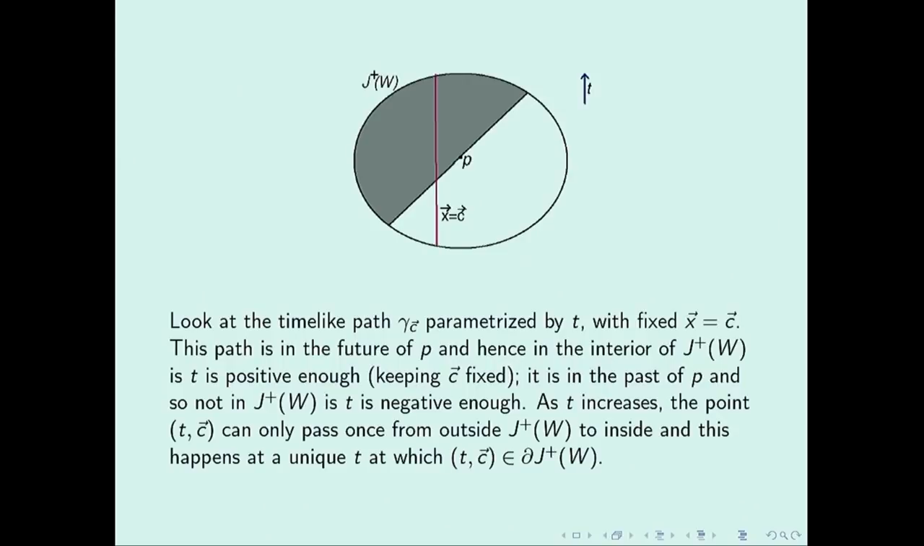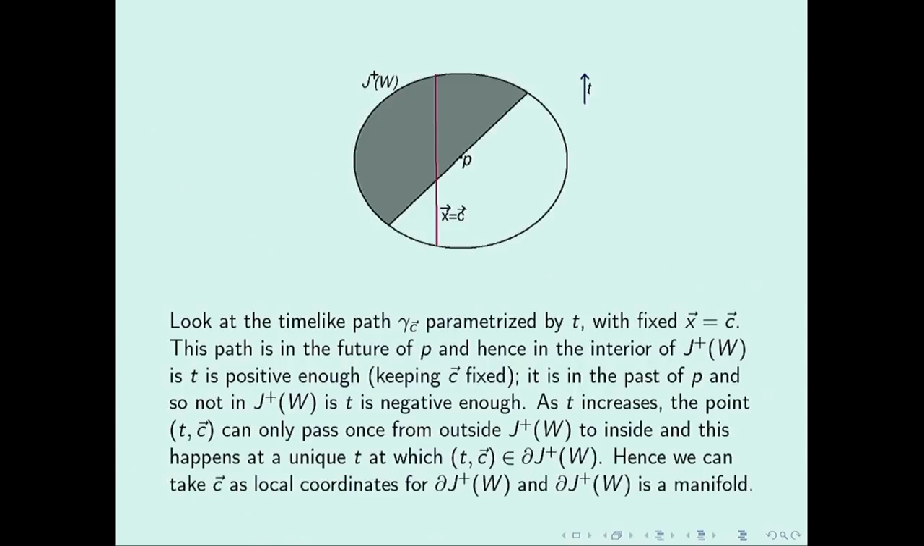So T is determined as a function of C by the condition of being in J positive W. So we can take C as local coordinates for the boundary of J positive W, and therefore the boundary of J positive W is a manifold, which we'll use tomorrow when we get to Penrose's singularity theorem and a lot of fun things about black holes.